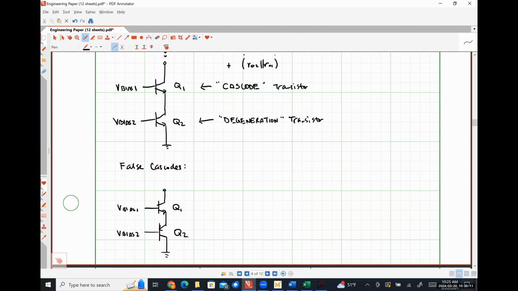So let's look at Q2 right here, right? So this is our collector. It's at ground. This guy right here is our base. It's at a DC voltage, which at AC is going to look like ground. So what this guy up here, our cascode transistor, sees is a degeneration transistor that is effectively diode connected.